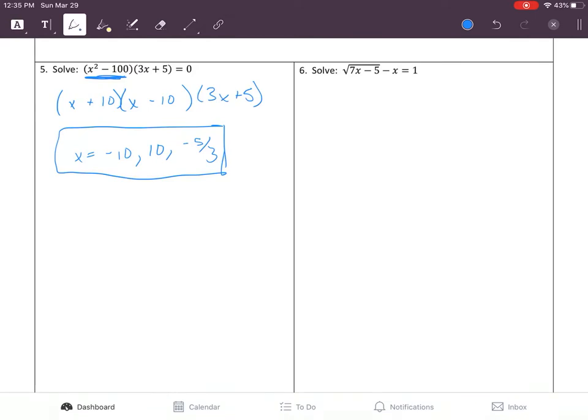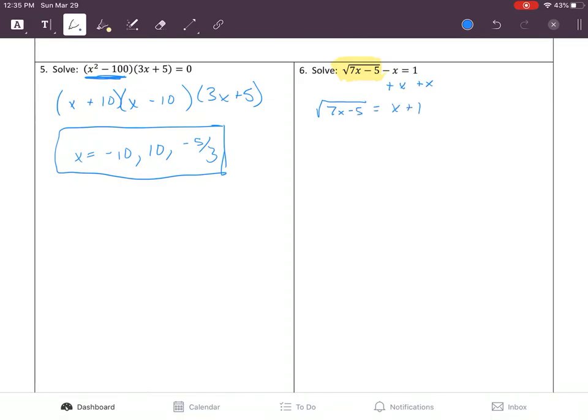All right, last one. This is a radical equation from the previous unit. What we want to do is get the square root part by itself. I'm going to highlight that part. In order to do that, we're going to take this x that's outside, the minus x, and add it to the other side. So we have the square root of 7x minus 5 equals x plus 1.